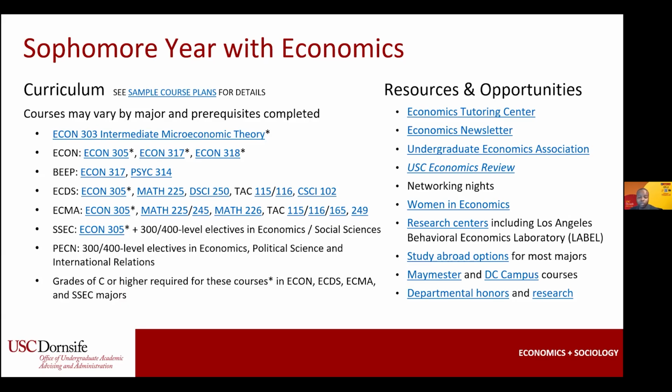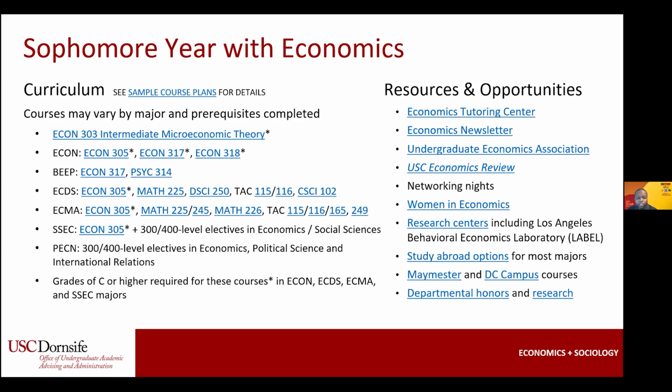Econ math majors will continue calculus, so we'll go into higher level calculus, so calculus 2 and 3, and then we'll go into linear algebra as well. You may also complete Econ 305 and some of our computing courses, so TAC 115, 116, 165, and TAC 249. Now, with econ data science, students often work on their remaining math requirements as well, like the linear algebra course, and begin some of their computer science and DSCI courses. So you can take DSCI 250, TAC 115 or 116, and CSCI 102.